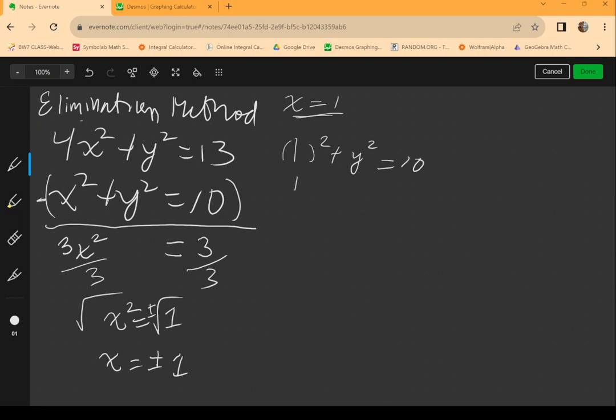So we get 1 plus y squared equals 10. Subtract 1 from both sides. We get y squared is equal to 9. All right, and then here we take our square root. And again, always when taking the square root, take plus or minus. So the result of 1 gives me 2 y coordinates. So this leads to 2 solutions, 1 comma 3, 1 comma negative 3.